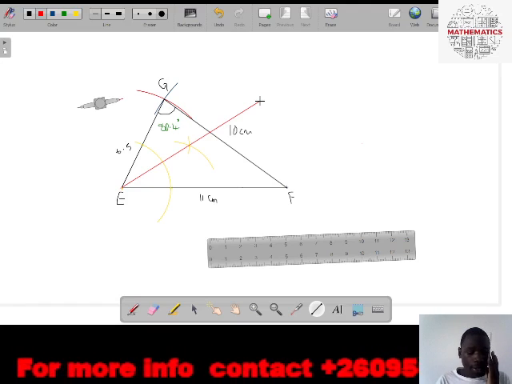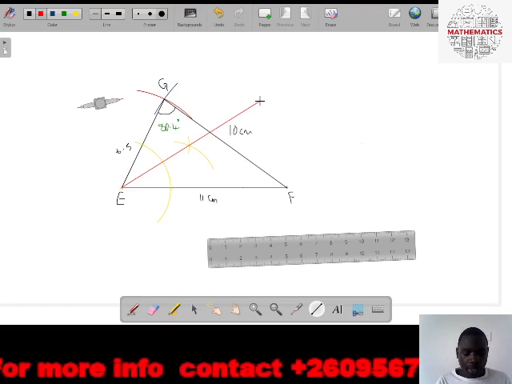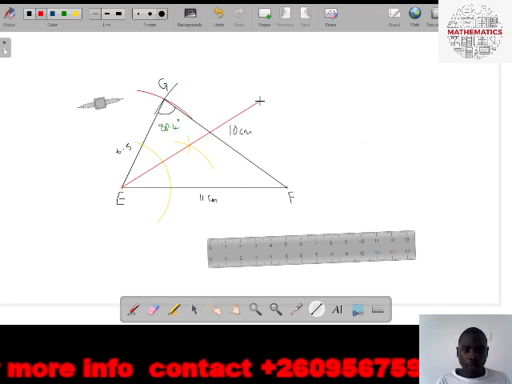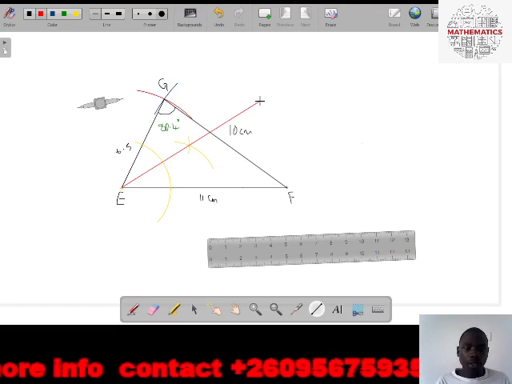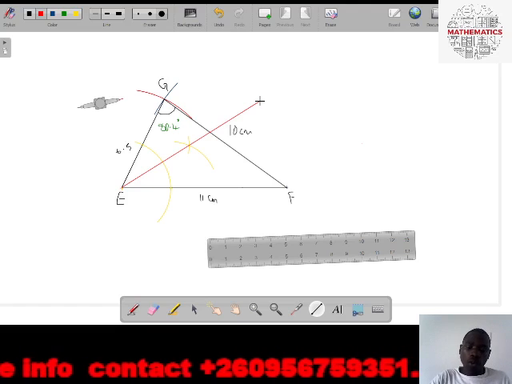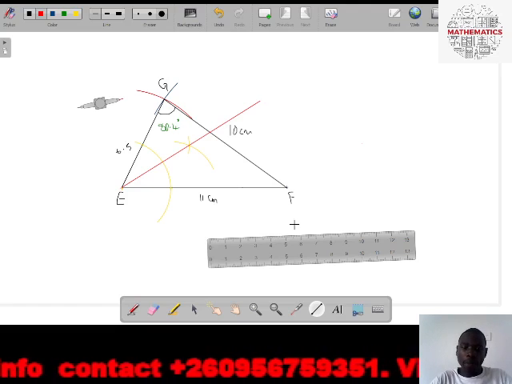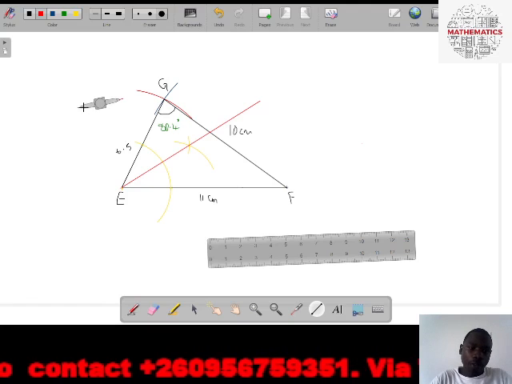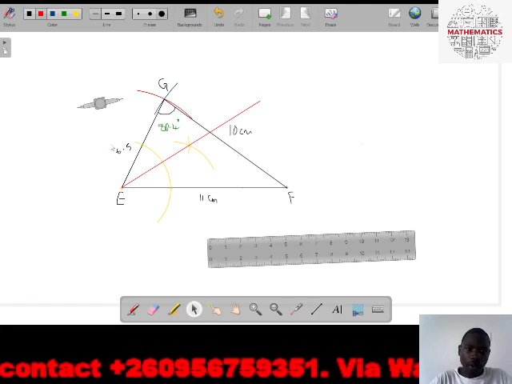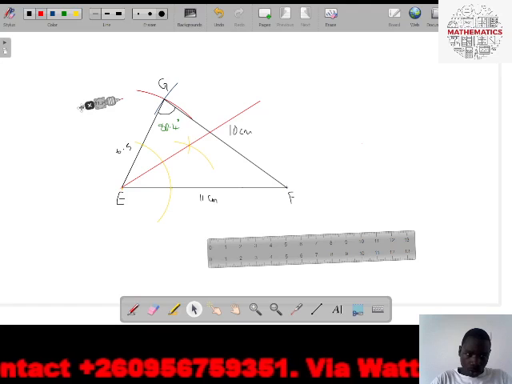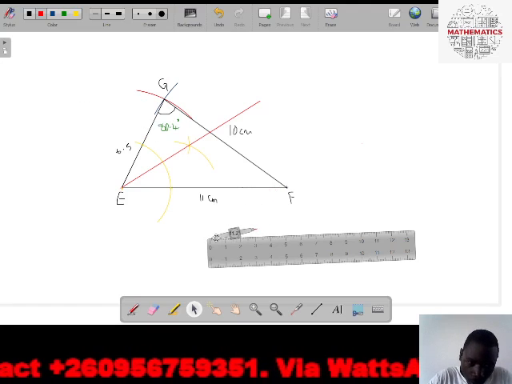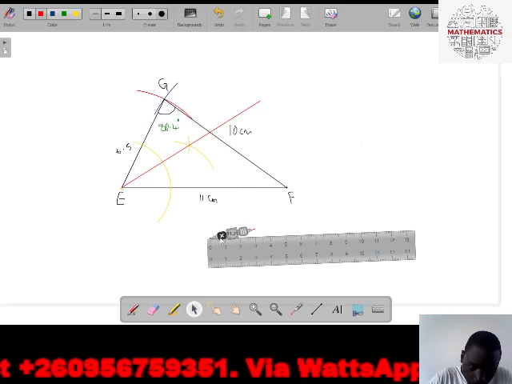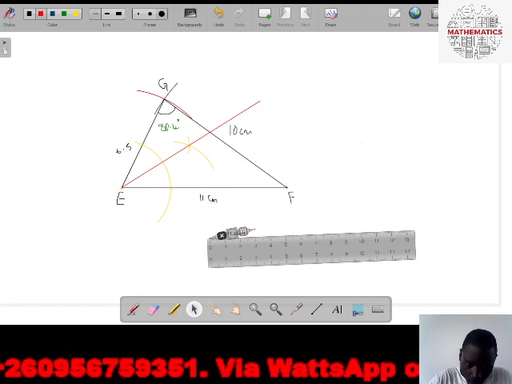The other question says 2.5 centimeters from EF. On that question, you use a compass. So you measure 2.5 from EF. We are going to go to our straight edge as well, and we're going to measure 2.5.